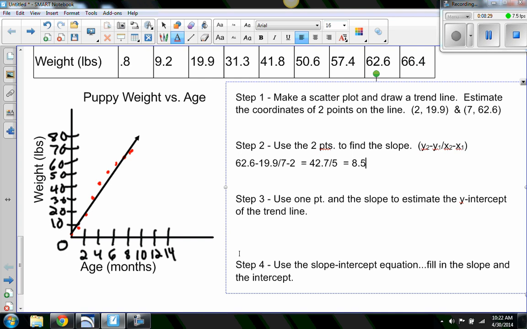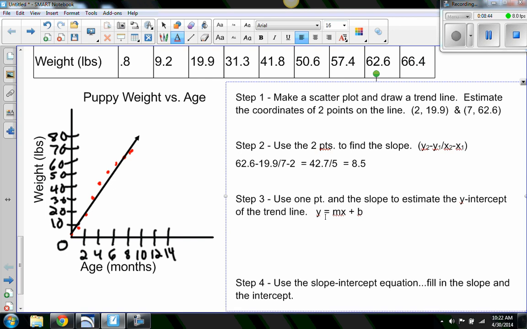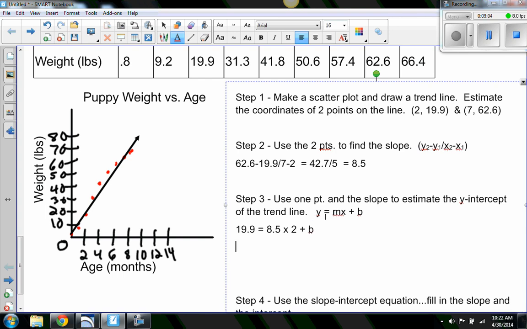It says use 1 point and the slope to estimate the y-intercept of the trend line. So now here comes the good stuff. Remember the old y equals mx plus b? That's where we're going with this. So I'm going to use 1 point. Let's just use the 2, 19.9. So 19.9 is my y, so I'm going to fill it in. 19.9 equals, my slope is 8.5 times my x is 2. And then we have our plus b.